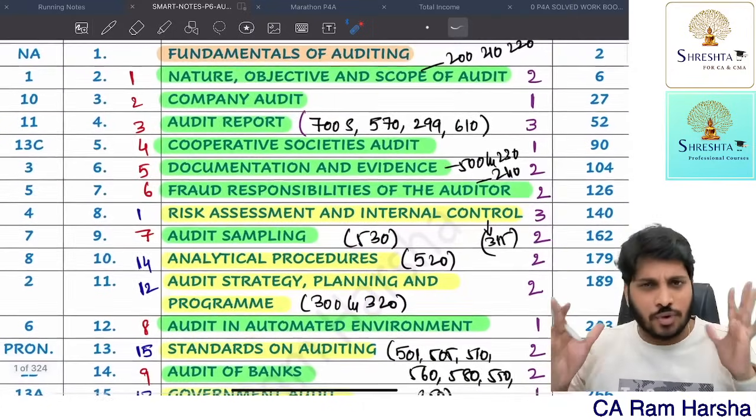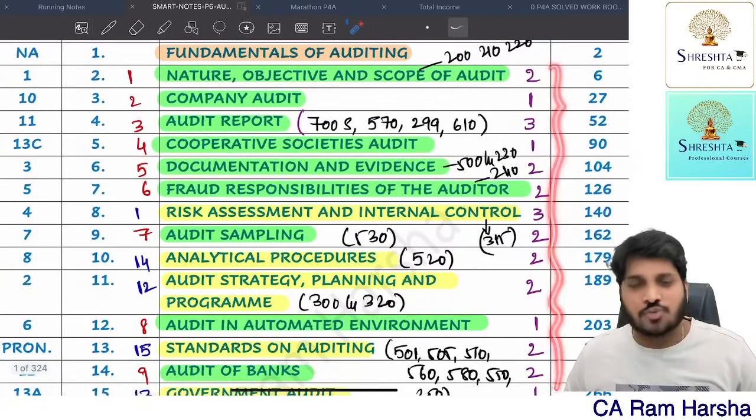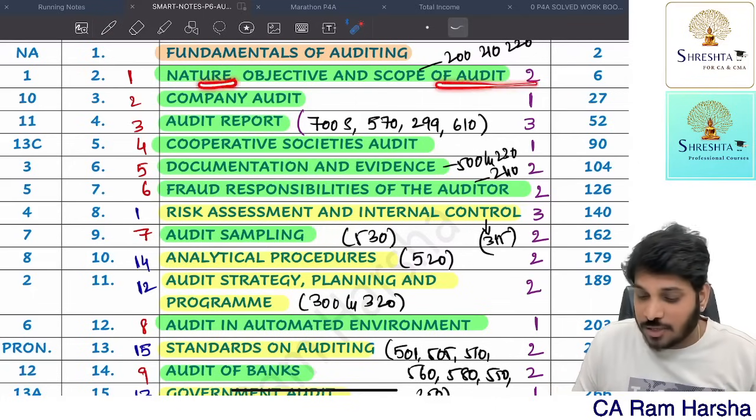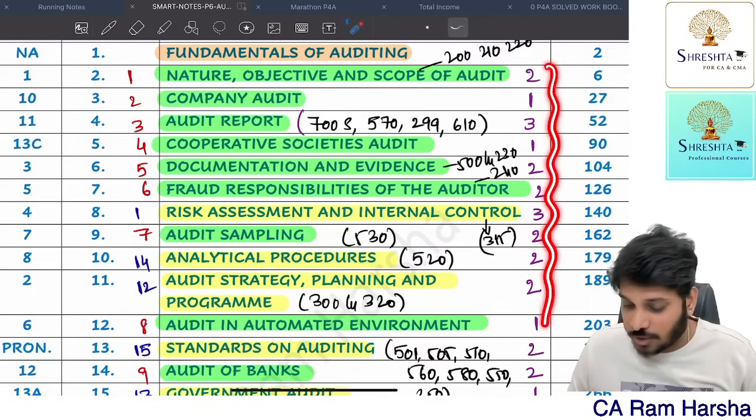So peacefully dedicate maximum this much time. This is the maximum time, understand, not the minimum. Getting it? Nature, Objective and Scope hardly takes 2 hours. See, on the right side, whatever I have given, no.